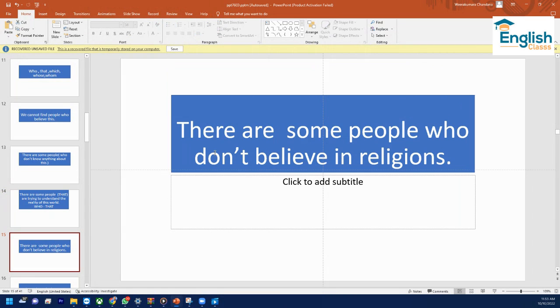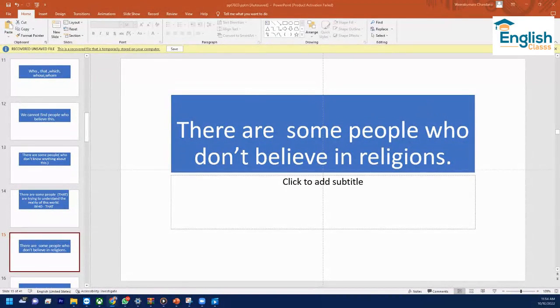Now look at this example here. There are some people who don't believe in religions. We can give more information about a noun by using a relative pronoun. We use the relative pronoun who to represent the noun. We use a relative pronoun to represent a noun, pronoun or subject. Now today we are talking about the relative pronoun who.